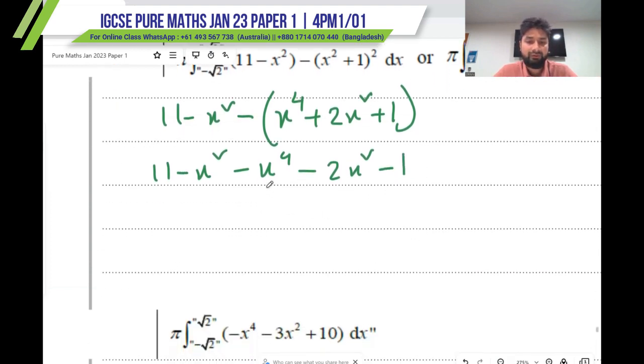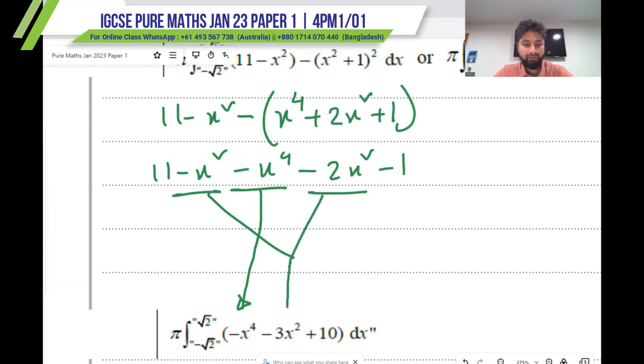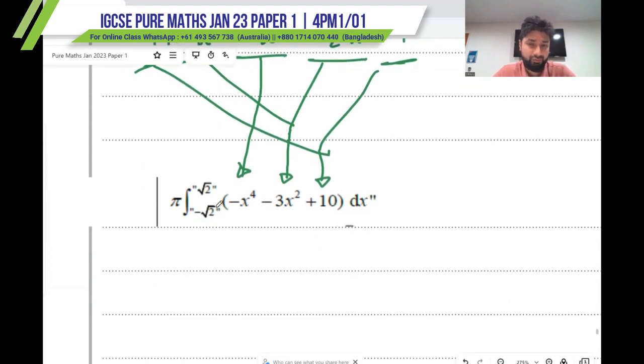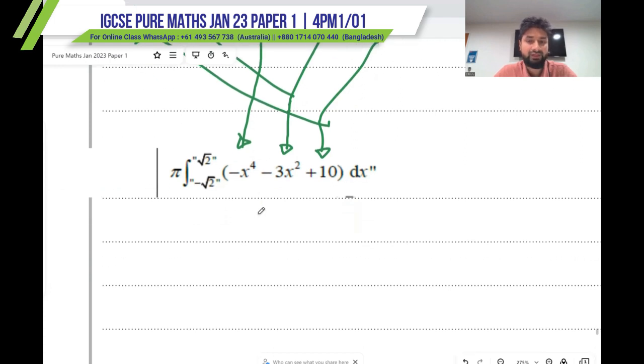Now, when we simplify, we have negative x to the power 4, minus x square minus twice x square will become minus thrice x square, and plus 11 minus 1 will become 10. Now, after simplifying this equation, we have to start integrating.